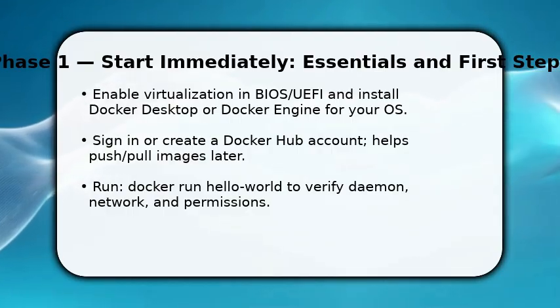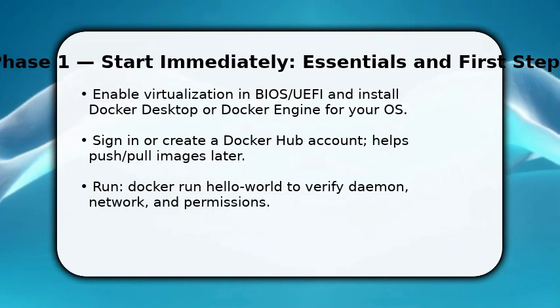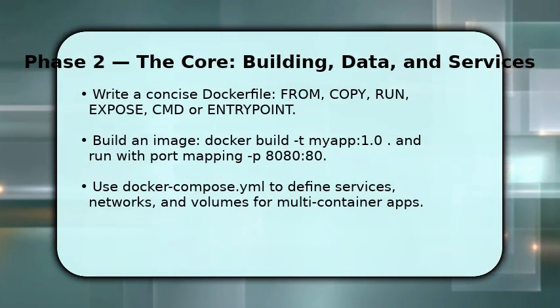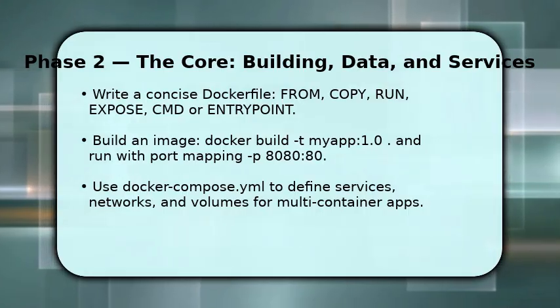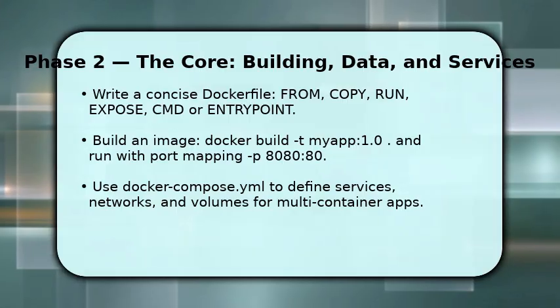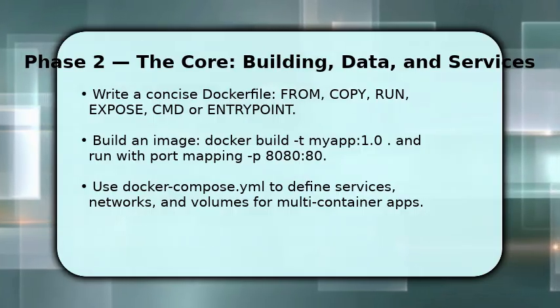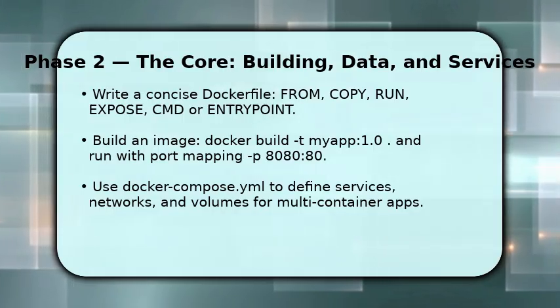Next, make a project folder and create a simple Dockerfile to turn your app into a reproducible image. Now you build and run your app image. Write a Dockerfile that selects a base image, copies source, runs build steps, exposes the app port, and defines the command. Once done, build with docker build -t myapp:1.0, and run with docker run -d -p 8080:80 myapp:1.0 so you can access it in the browser.